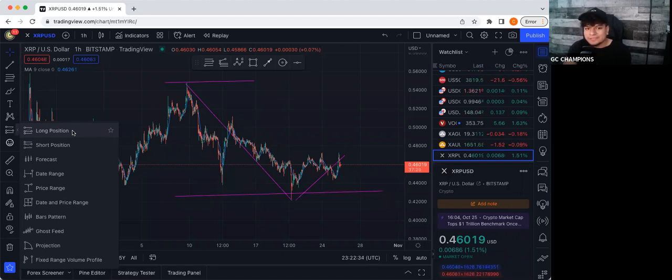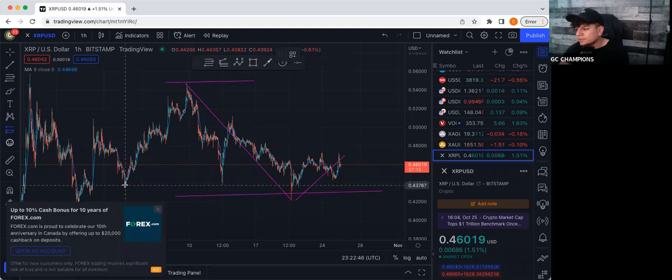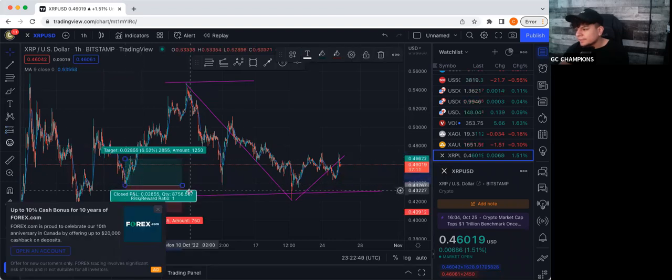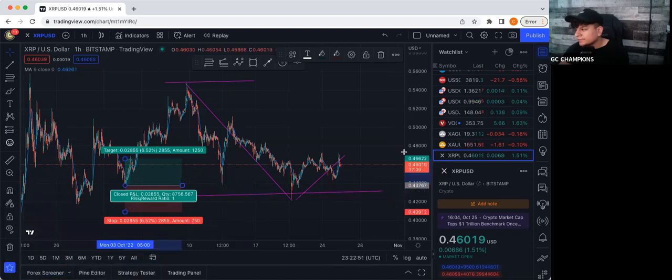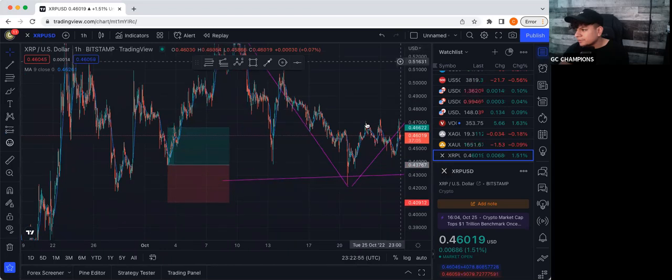Yeah. So a long position is the equivalent to what a buying order would be. So let's say I was here on October 3rd of 2022, and I was like, you know what? Based on my analysis, I'm going to enter a position over here. Once I click that, this is what happens. Do you see that? So this pops up.